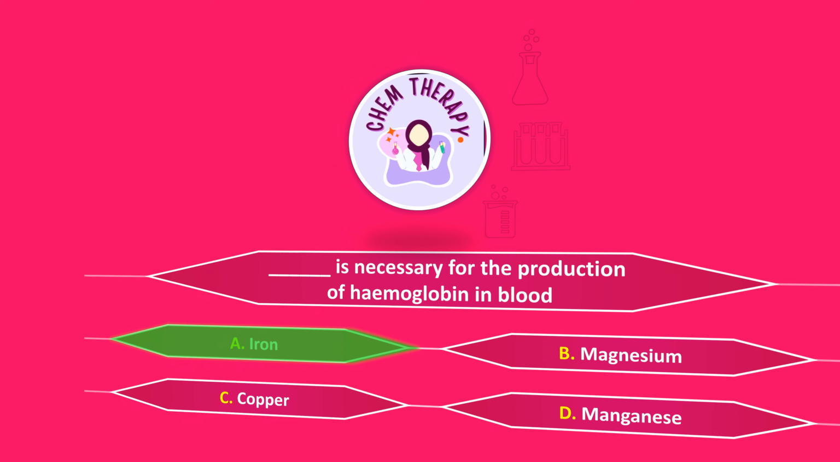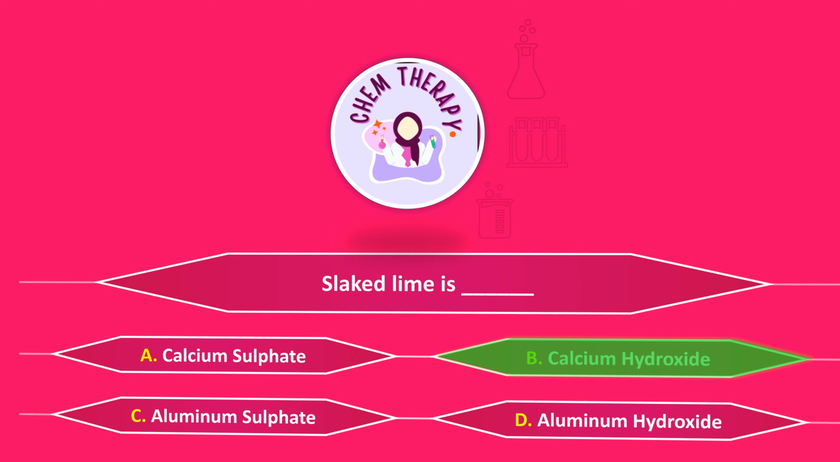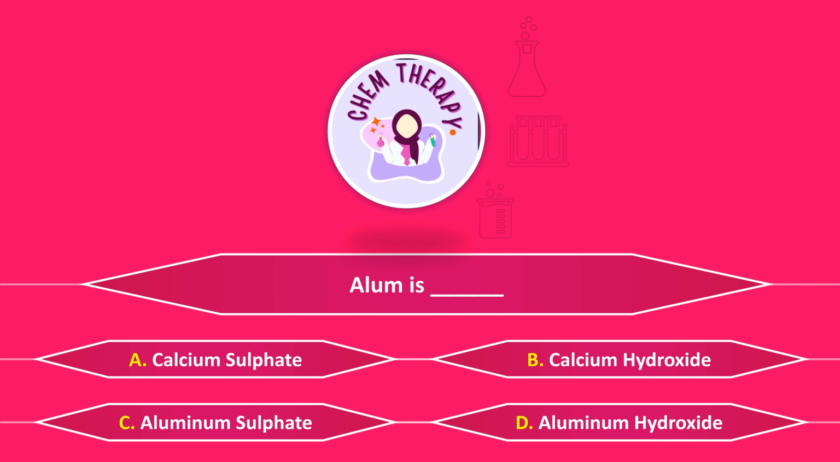Slaked lime is. Options are: option B is correct answer. Alum is. Options are: the correct option is C.